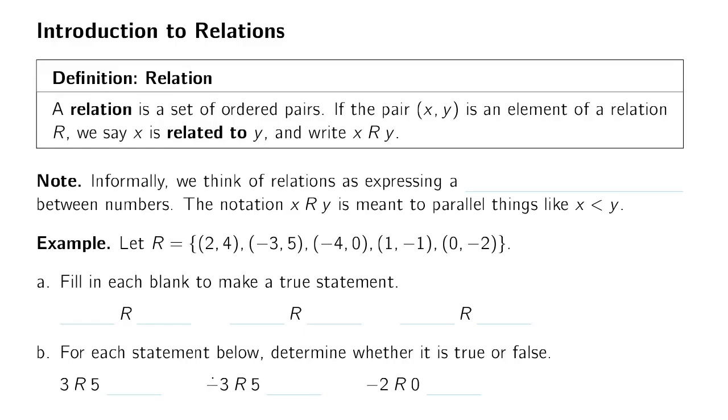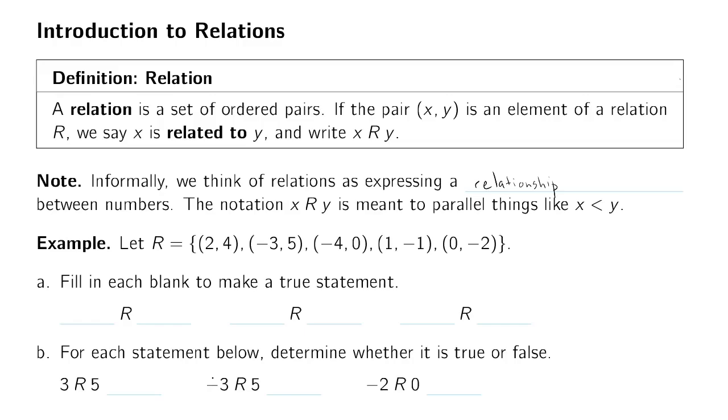Now, what concept are we trying to convey here? We think of relations as expressing a relationship between numbers. And we think of the notation xRy as paralleling things like x is less than y. So that R in the middle is just describing the relationship. x has relationship R to y.